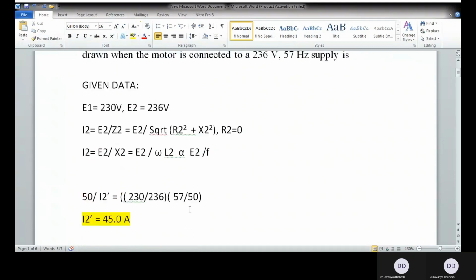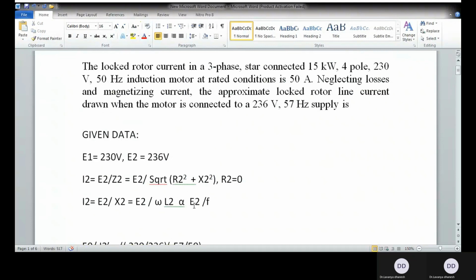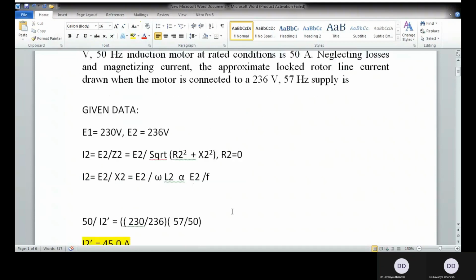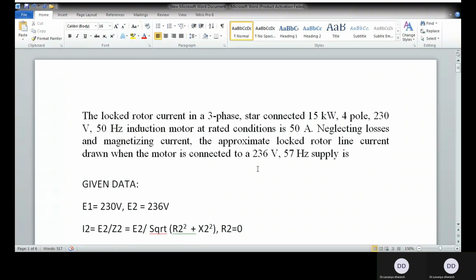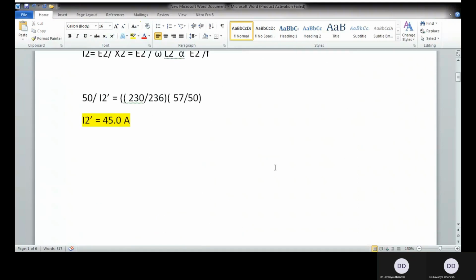So here this is the expression. For the given data, what is the given data you have to write? Given data and formula is very important. They are asking to find out the magnetizing current, neglecting the losses. They are asking to find out the rotor line current that is drawn from the motor. So this is the expression. These are the basic equations only.